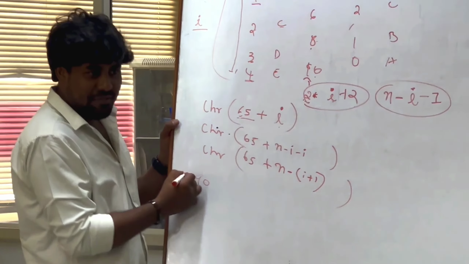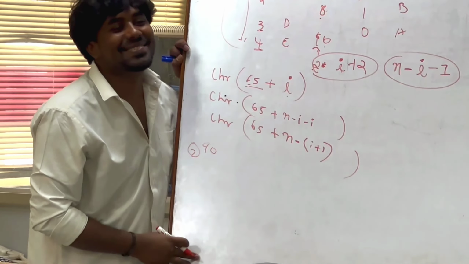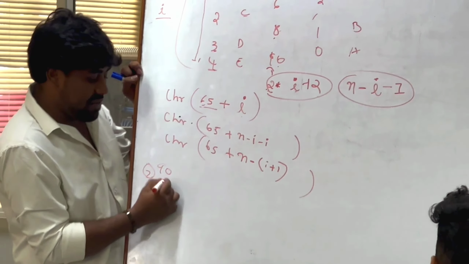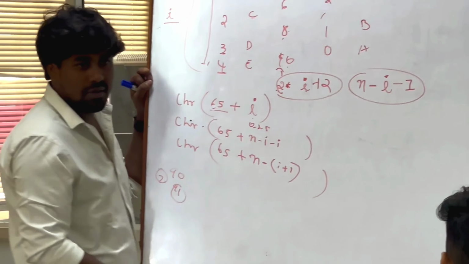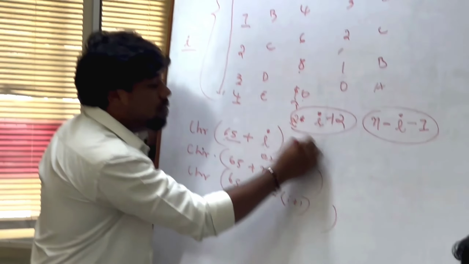90. Yes or no, sir? 90 means what? Z. Favorite number. Remember that? Yes, sir. If it is 91, will it work? No. That means only 0 to 25 should work. For 26, it should become 0 again. How do you make 0 now?